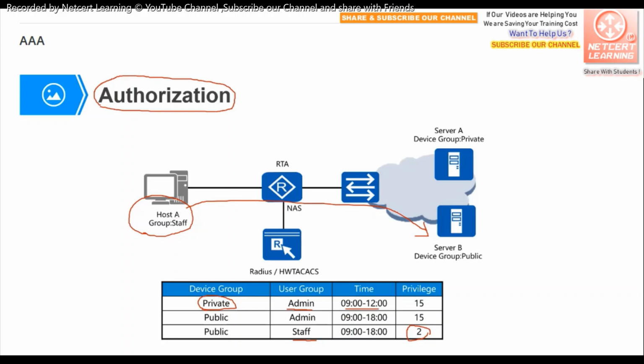Authentication helps us authenticate the users so that the users can access this network. Then we can give these users different privilege levels. So different users have the rights to access different servers. So this is authorization, okay?